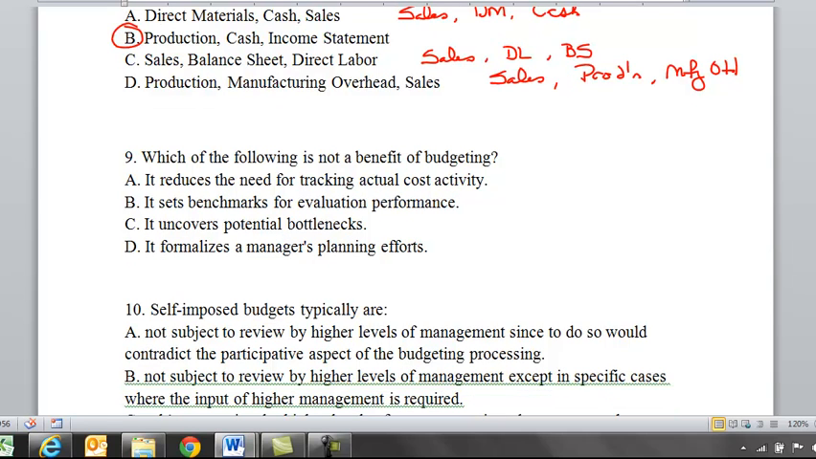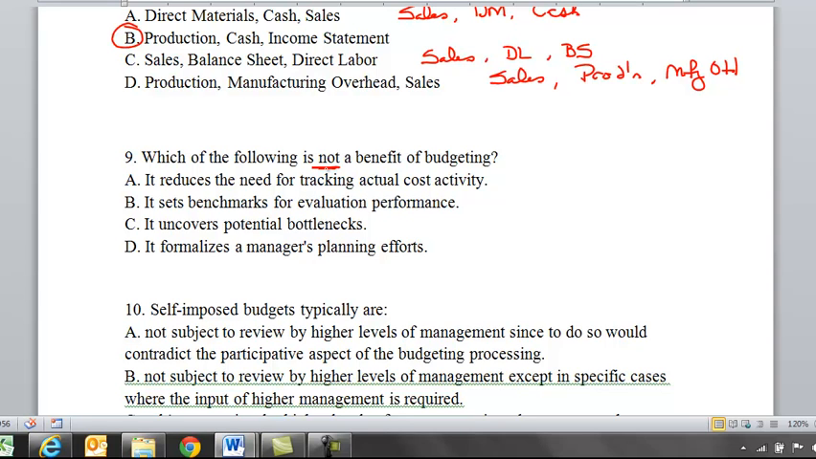Number 9, which of the following is not a benefit of budgeting? And again, I strongly recommend that you circle, bring highlighters so that you make sure that you are focusing on the correct words here, and not as important. Well, some of the benefits are, for budgets, they define goals and objectives. They help management think about the future. They communicate plans. They coordinate the company's activities. They help the company allocate resources, and they uncover potential bottlenecks.